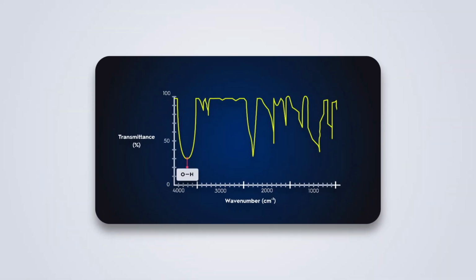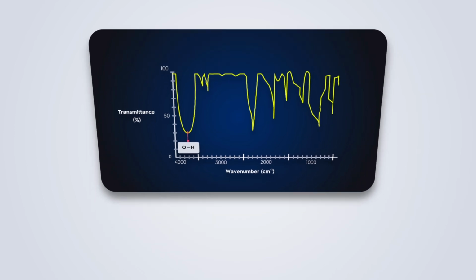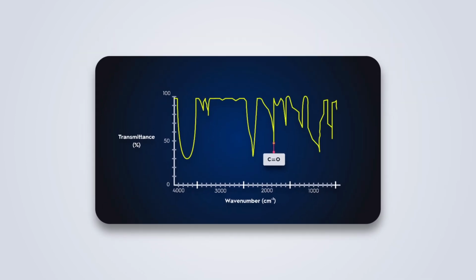Now, here is a quick checkpoint. If you can name where the OH bond lives and where the carbonyl bond lives, you are already reading most spectra faster.